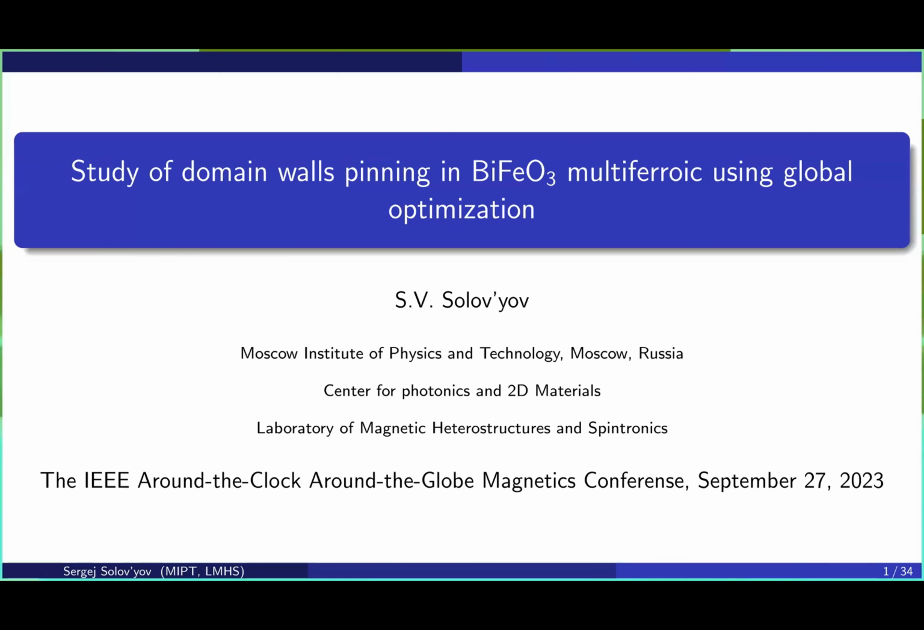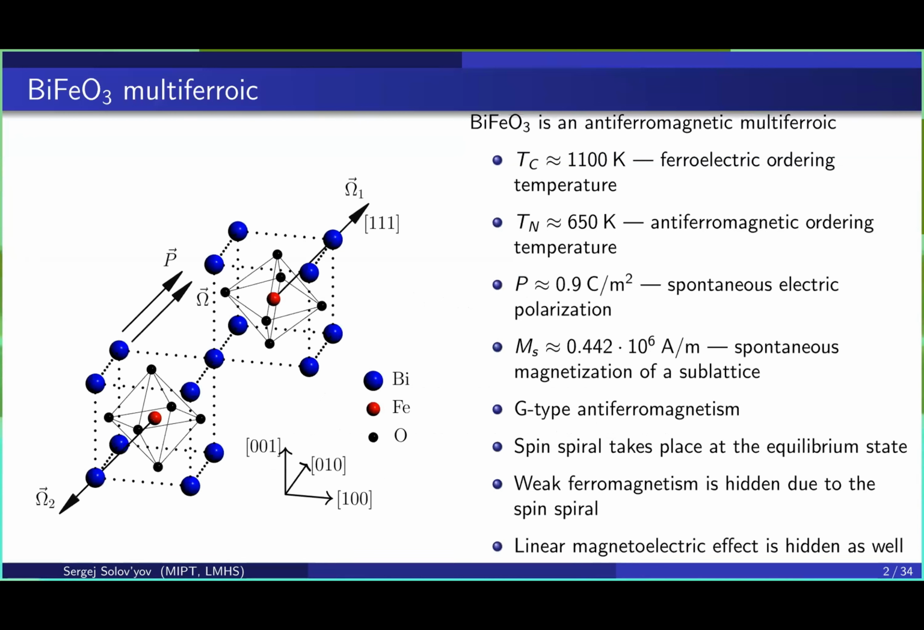Today I want to talk about domain wall pinning in bismuth ferrite multiferroic using global optimization methods. Let's first of all start from what is the bismuth ferrite multiferroic. Bismuth ferrite has a perovskite-like structure. And as a multiferroic, it possesses both ferroelectric and antiferromagnetic order.